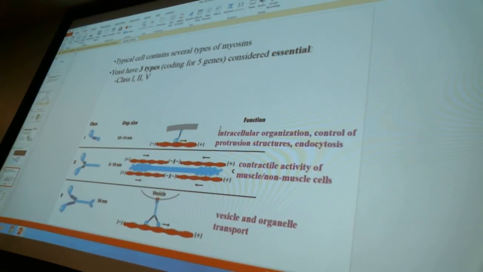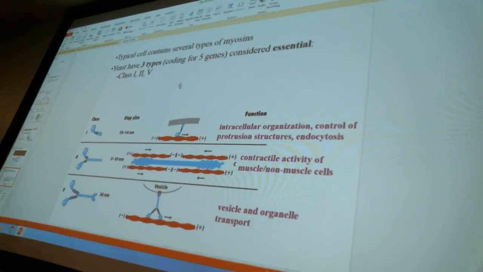So if we look at yeast, for instance, there are three general typical classes of myosins that are fundamentally different from each other. The first class will be attaching to the plasma membrane and is basically responsible for the overall intracellular organization, control of the internal structures within the cells.